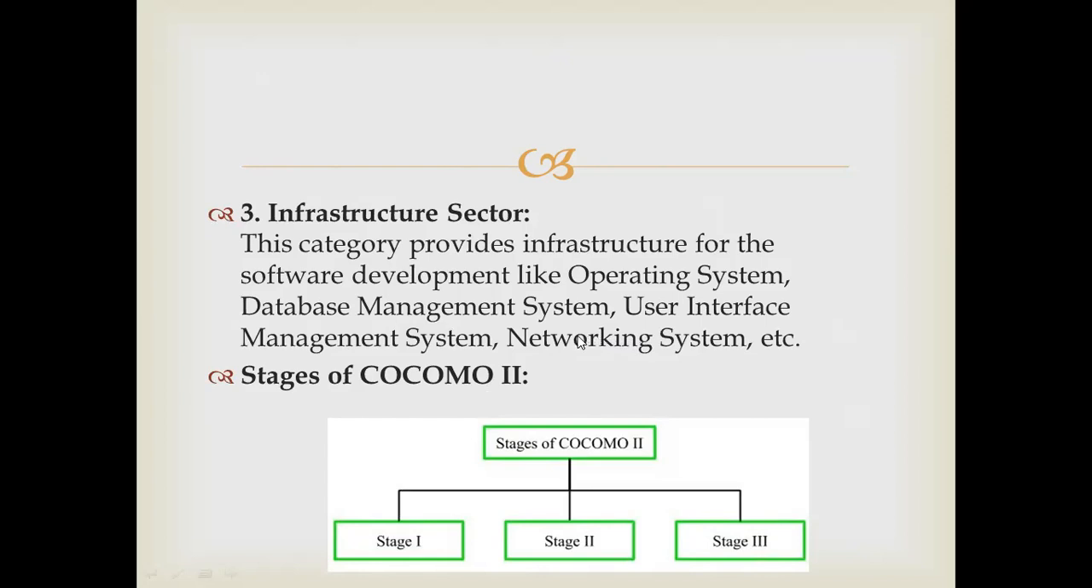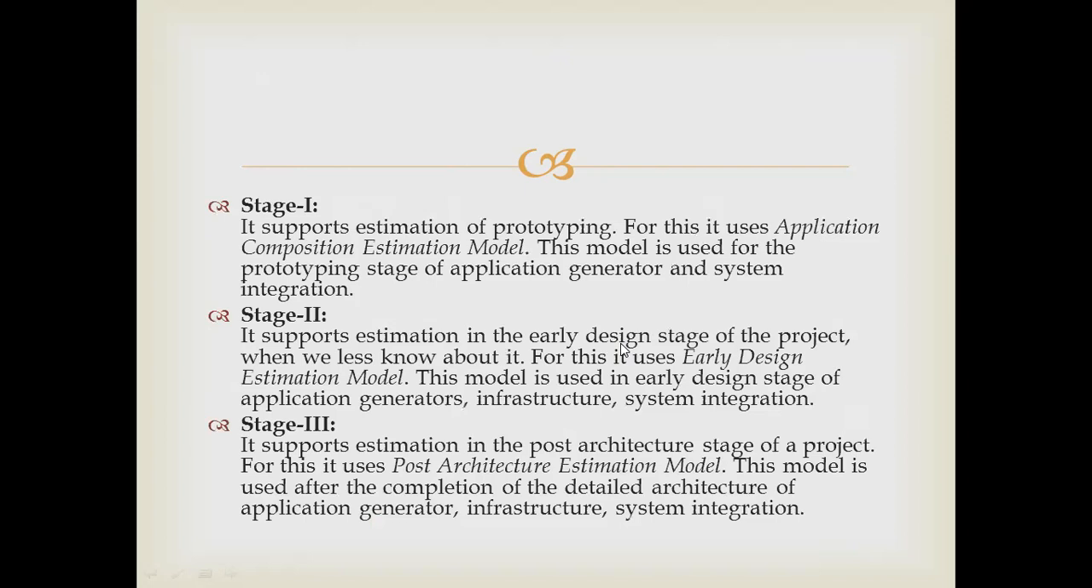Next is the stages of COCOMO 2. There are 3 stages of COCOMO 2: stage 1, stage 2 and stage 3. What is the first stage? It supports estimation for prototypes. The prototyping concept was, I guess, completed in section 3, lecture 3 or lecture 4. You can get that video. Then it will support the estimation of prototypes.